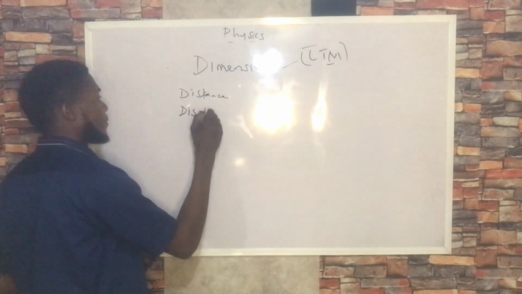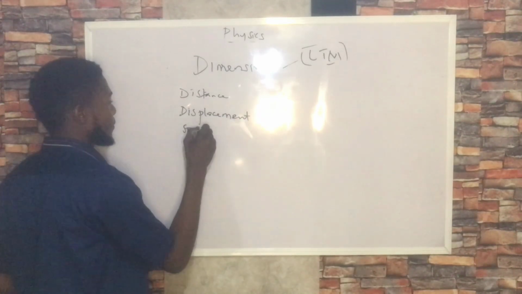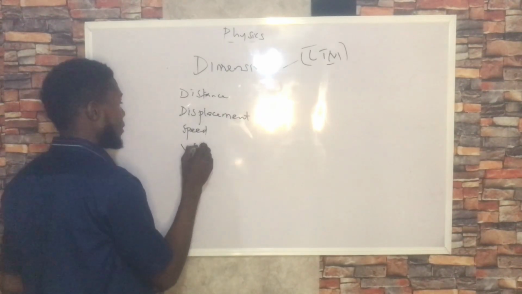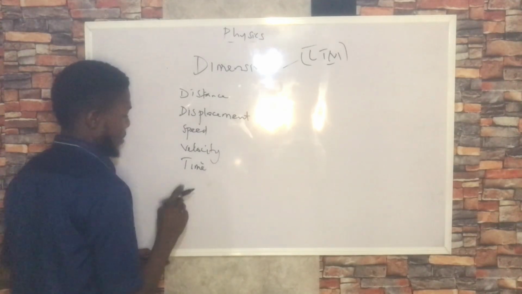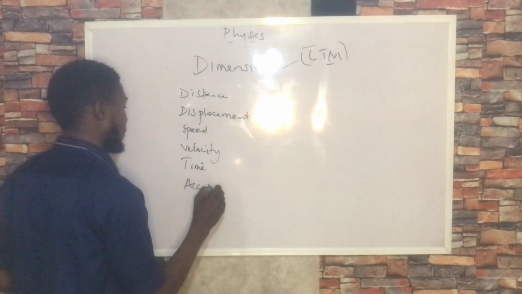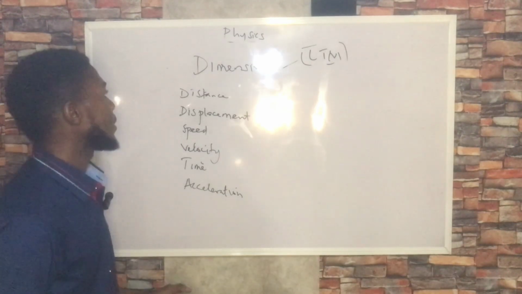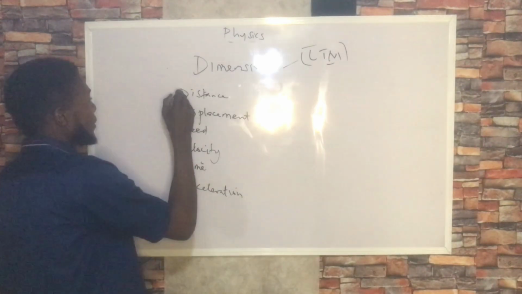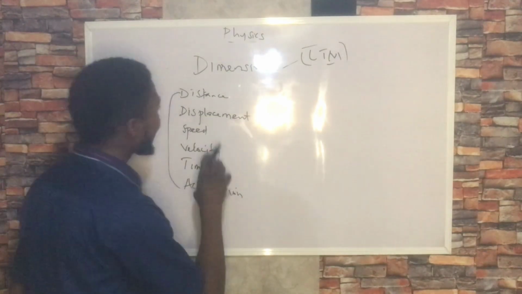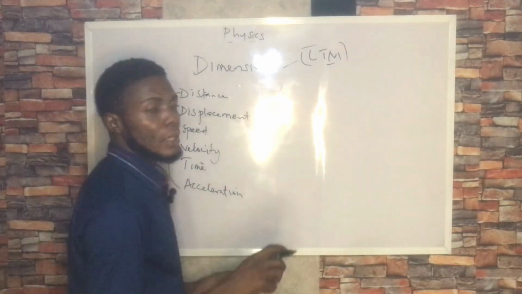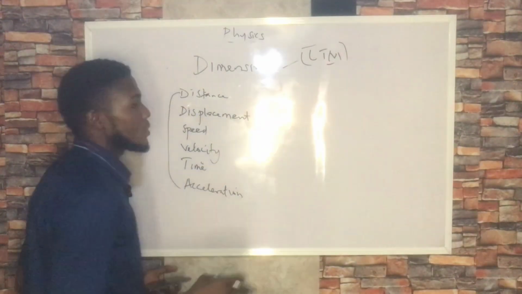Distance, displacement, speed, velocity, time, acceleration. So it is important that you take note of these six before ever considering dimensions. So the first one is distance. What is distance?